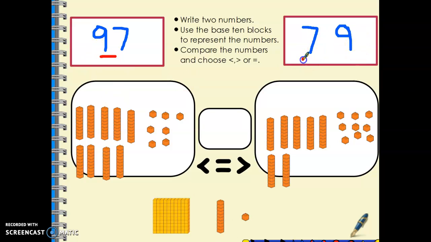So let's look. Over here, I have 9 tens. Over here, I only have 7 tens. Therefore, this number is larger, so this number is greater than. 97 is greater than 79.